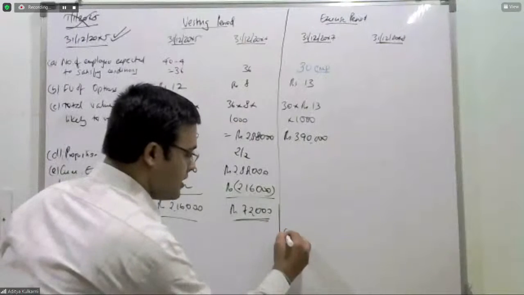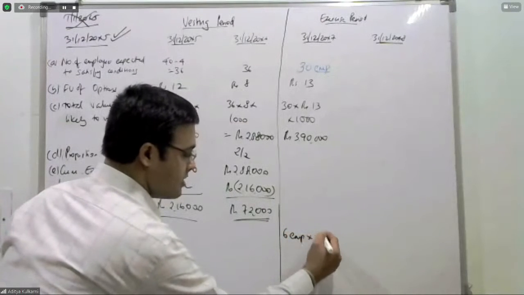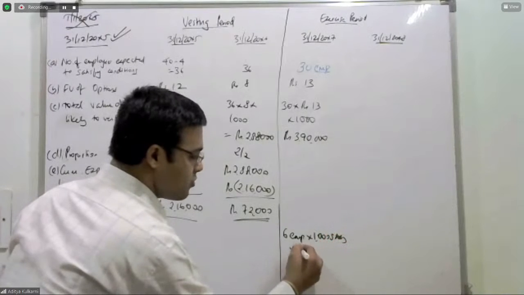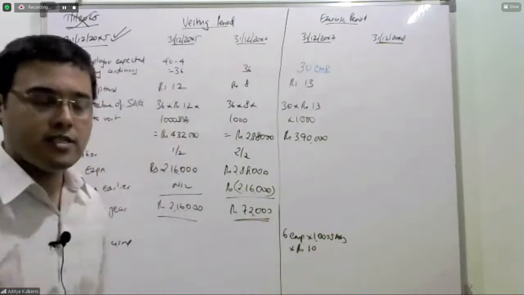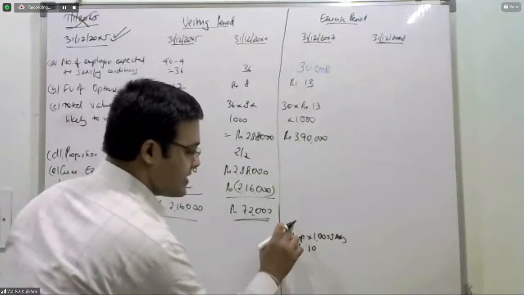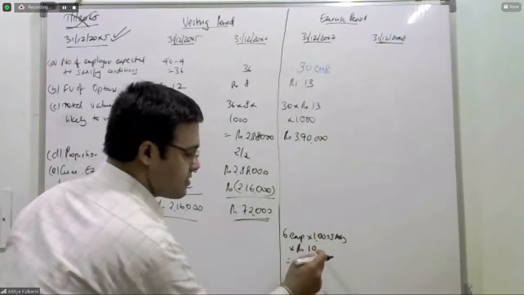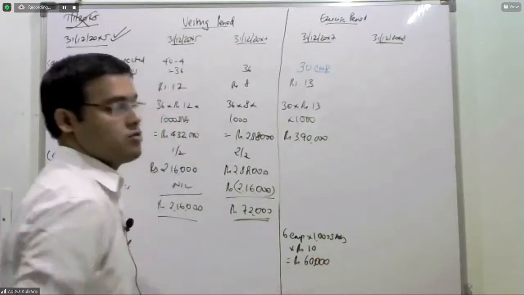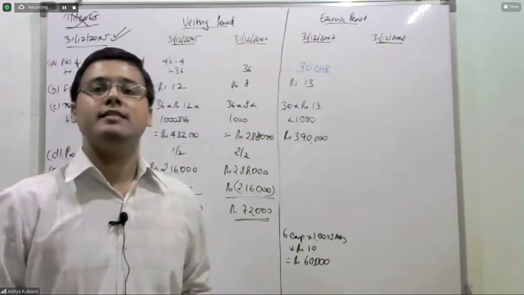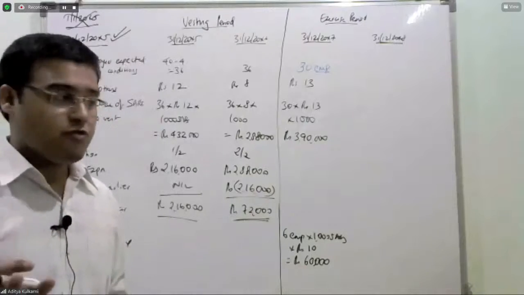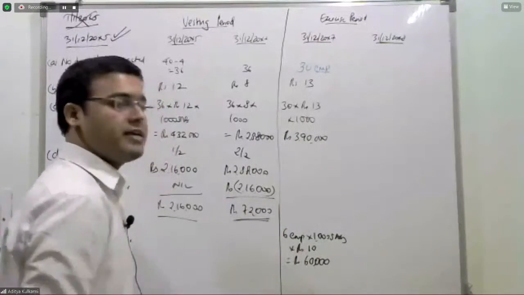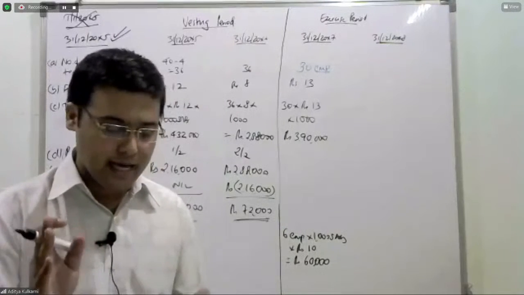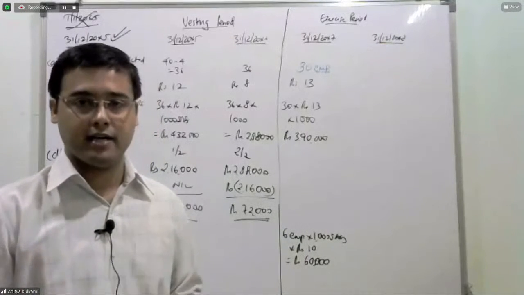So therefore, 6 employees into 1000 SARs into rupees 10. So how much are you paying them? 6 into 1000, 6,000 into 10. You will be paying them rupees 60,000. So therefore, the entry for this settlement will be SBP liability account debit to bank account.